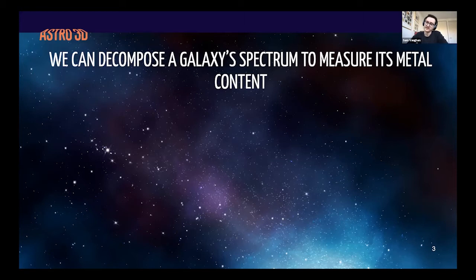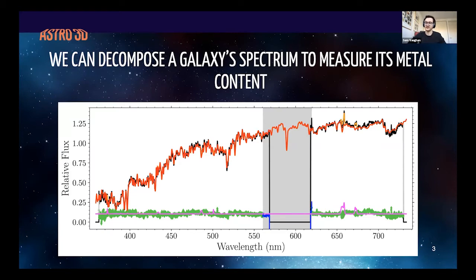How do we do this? Well, luckily, we can decompose a galaxy spectrum to measure its metal content. So here's an example figure with the data in black. In red is a model galaxy spectrum, which we've made to try and best match the observed data. And we can then read off the metallicity from our best fit.